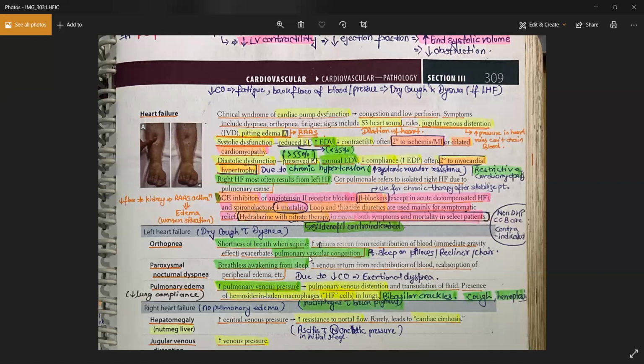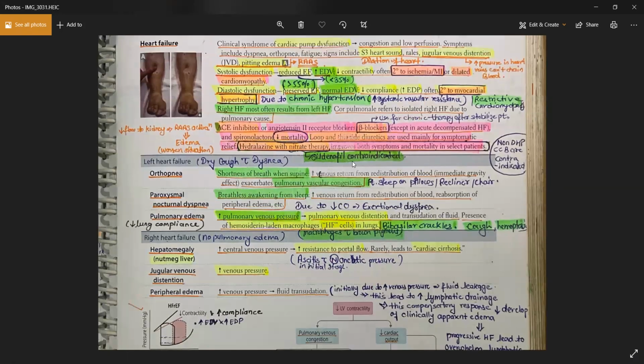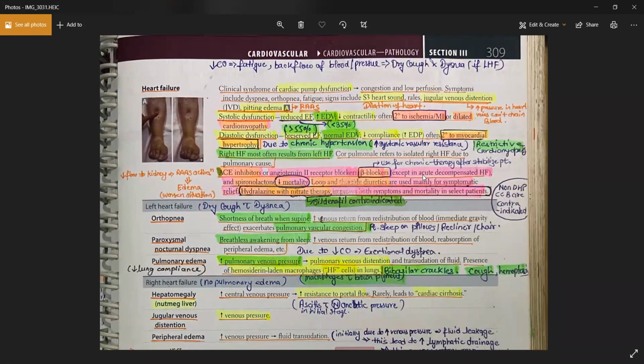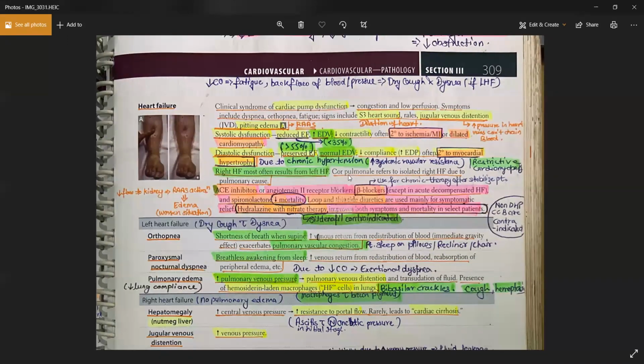Sometimes a combination is also given. I don't know, they have mentioned it here. Anyways, just leave it for now. That is a neprilysin inhibitor, sacubitril, along with the ARB, and sometimes these therapies can also be given, but it isn't mentioned here. They have mentioned it in the later part, in the pharmacology chapter. So just wait for it.